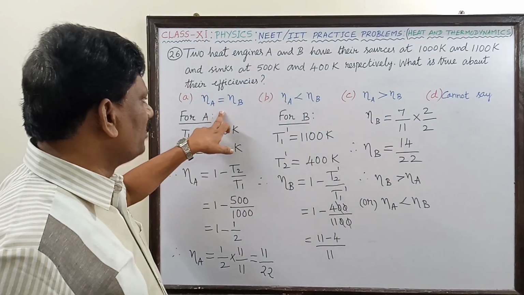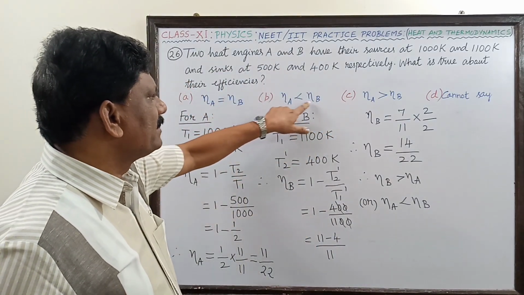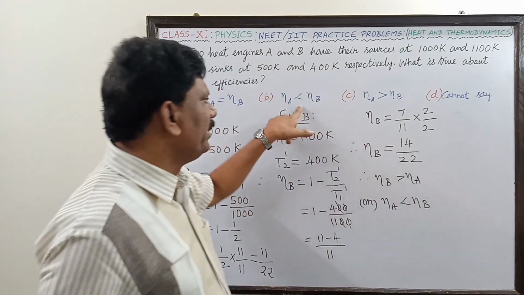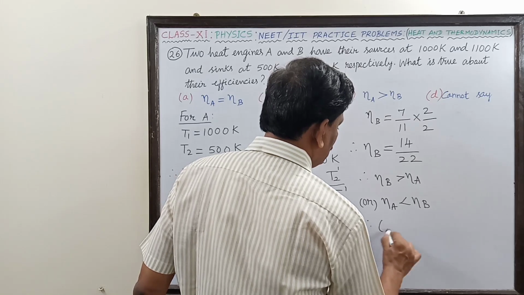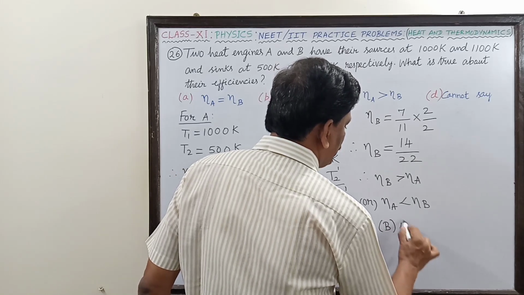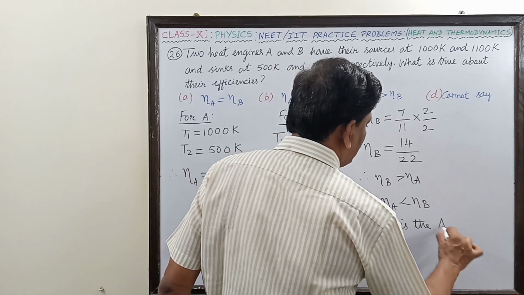Now we will see the options. Eta A is less than eta B. So option B must be the correct answer. Okay. Therefore, option B is the correct answer.